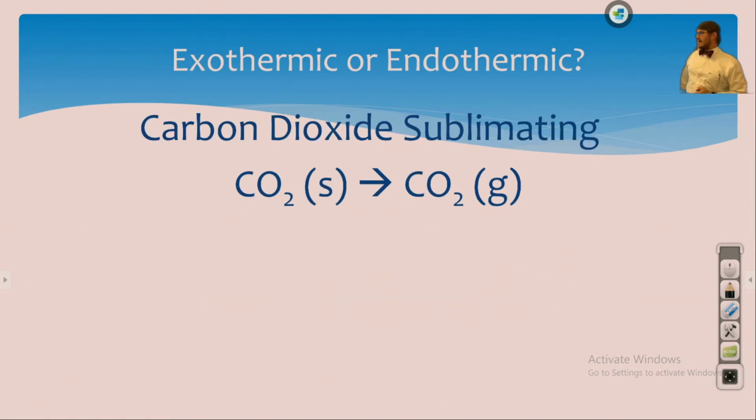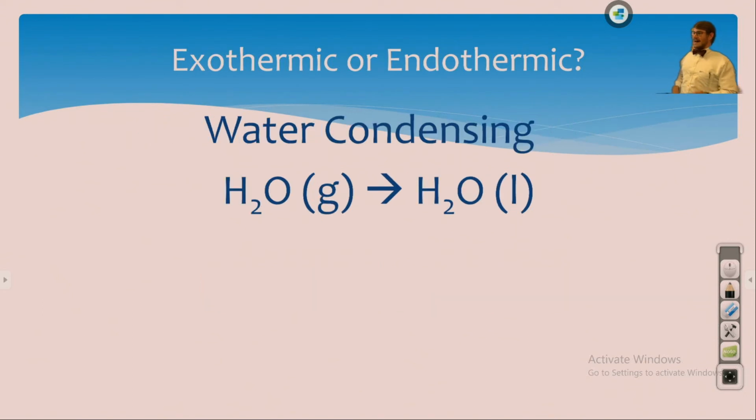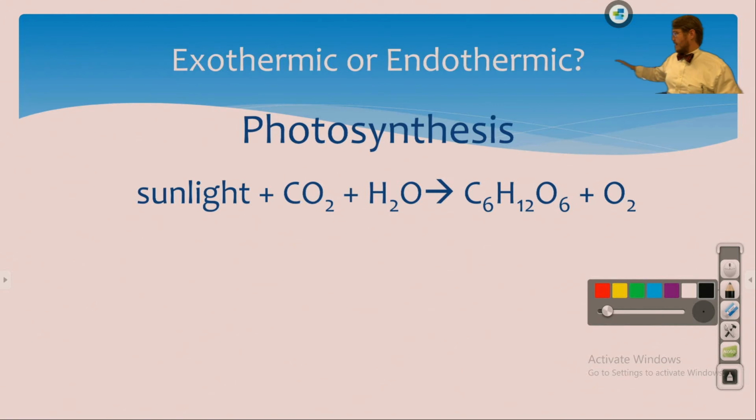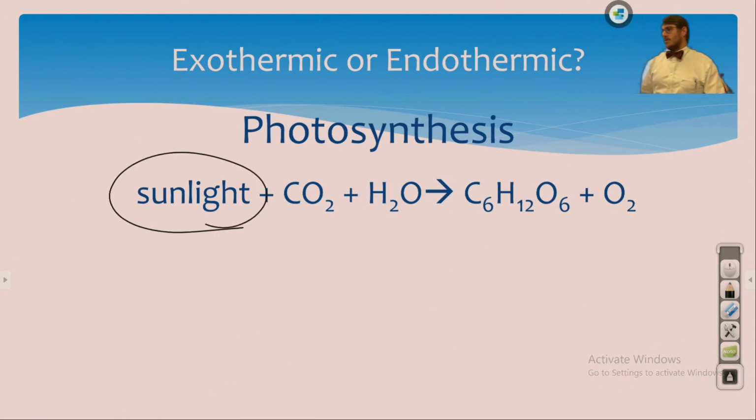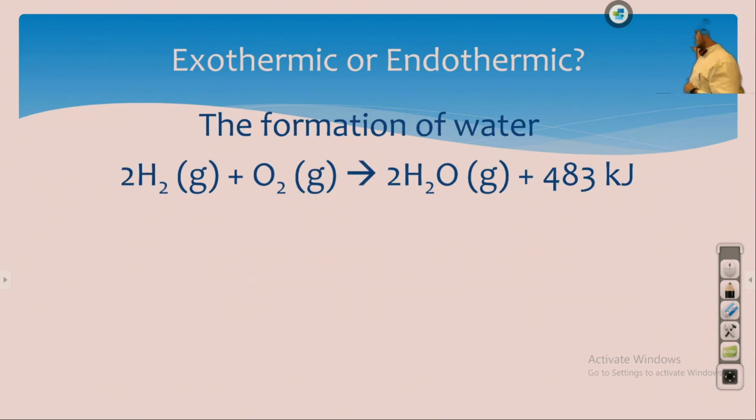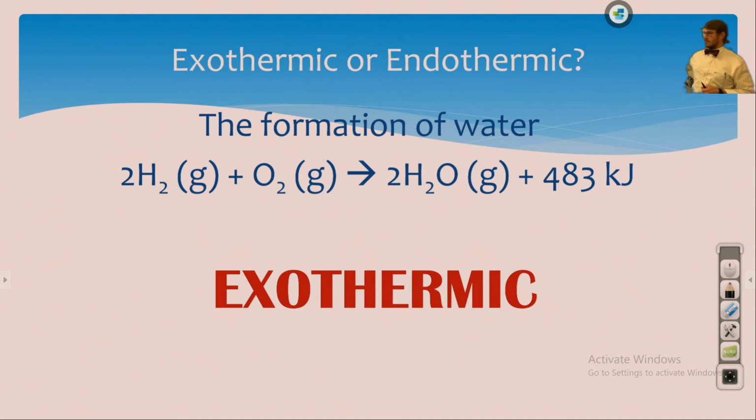Carbon dioxide sublimating. This is going from solid to gas. Taking in a lot of energy all at once. That's endothermic as well. Gas to liquid. This is the gas cooling. So it's releasing energy to do so. Exothermic, so that it can cool. Photosynthesis. Notice right here, this might be a little bit more hidden, but we have sunlight is a type of energy, and it's on the reactant side. That's on the in part, endothermic, the inputs. Over here, we've got 483 kilojoules on the product side, of course. That's exothermic.